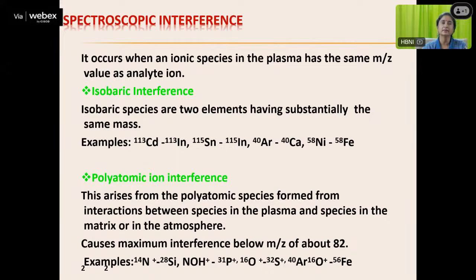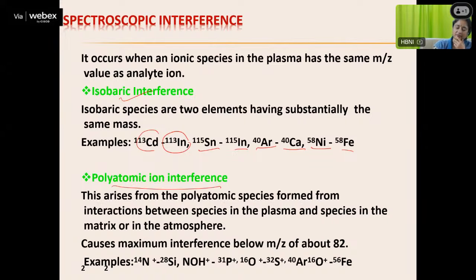Now here also, various types of interference are possible. Here we are monitoring the mass, which is different for different elements. However, there are isobars. You must know that there are isobars. So cadmium and indium can come at the same point. Tin and indium, argon and calcium, nickel and iron. So these are the isobars. If they come at the same point, these are the isobaric interferences.